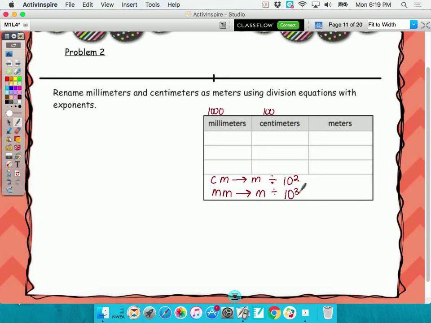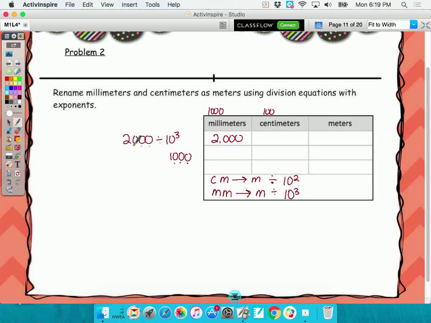So let's start with the 2 meters. If I have 2,000 millimeters, and I want to figure out how many meters it is, I'm going to divide by what, boys and girls? 1,000. So my problem would look like this. 2,000 divided by 10 to the third. Well, 10 to the third has how many zeros? And so will I use a decimal trick on this one?